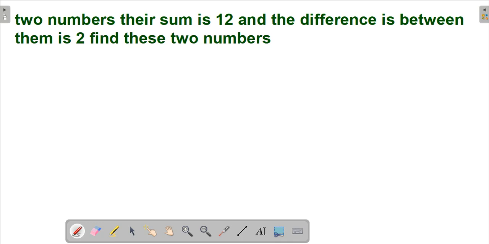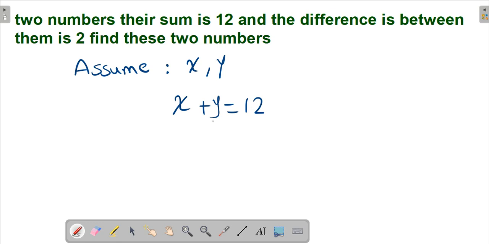Great, good guessing. But with math, we solve it as assuming that the two numbers are x and y. And write equations, their summations. X plus y equal 12. The difference between them is 2. Okay. Then add.